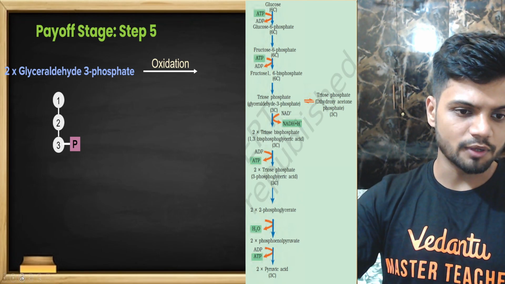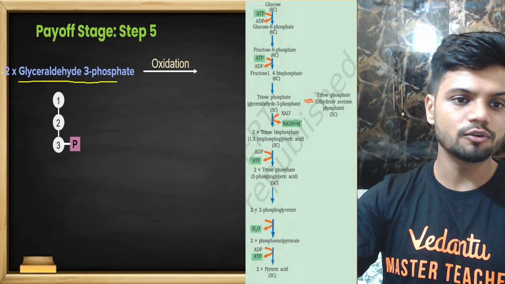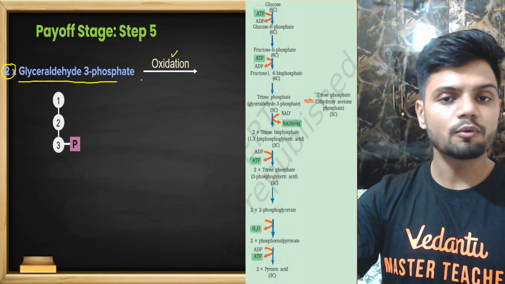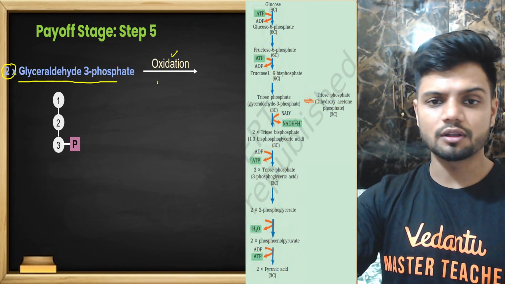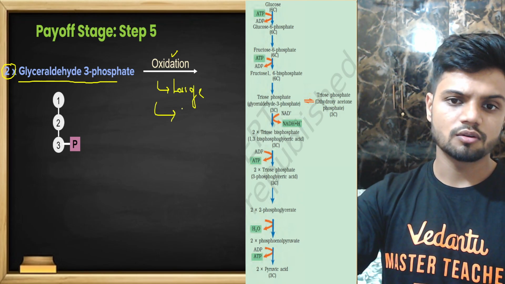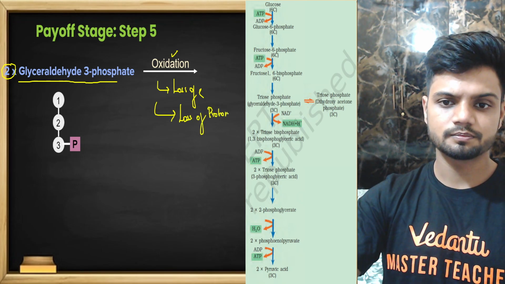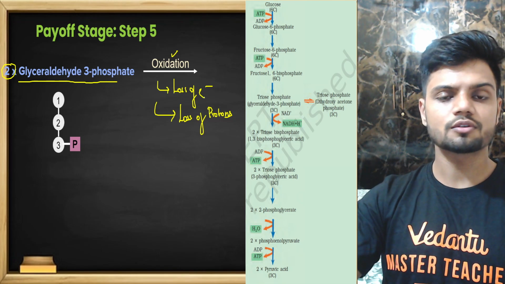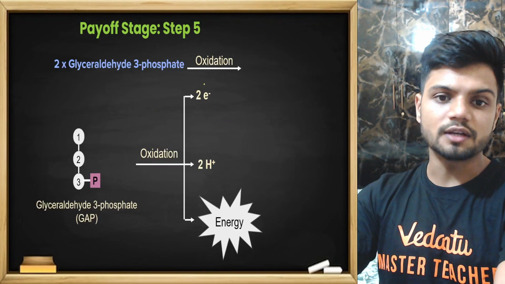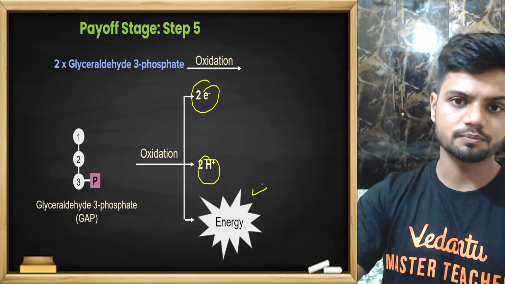In the first step of payoff, we have the glyceraldehyde 3-phosphate into 2. Yes. This will undergo oxidation. Tell me, what is oxidation? Oxidation is nothing but loss of electrons, or loss of protons. It is happening. Now it's undergoing oxidation. Electrons are produced, protons are produced, and also energy is produced.